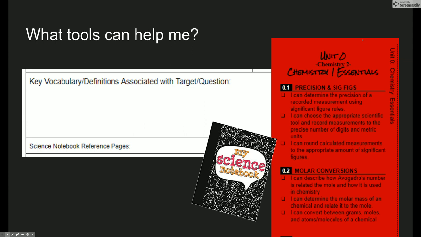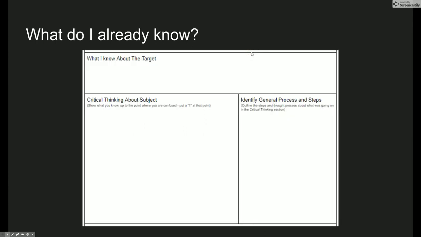Also, the science notebook reference pages. This is where we're going to list a bunch of pages that are going to help us with this target. We're going to go through our notebook and make sure we know that. This is, again, just to get students to really understand that your resources are what's going to help you here. Your science notebook especially has a ton of resources in it. And if it's not complete, you've got to do it. And if it is complete, you might need to learn some skills to go back and actually use them appropriately.